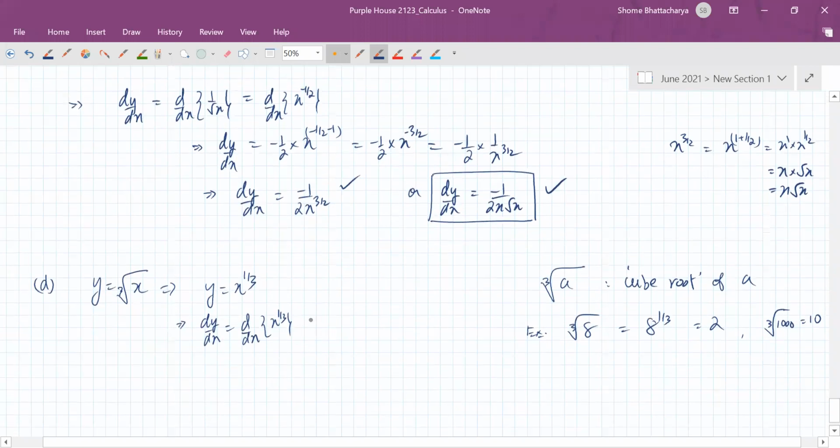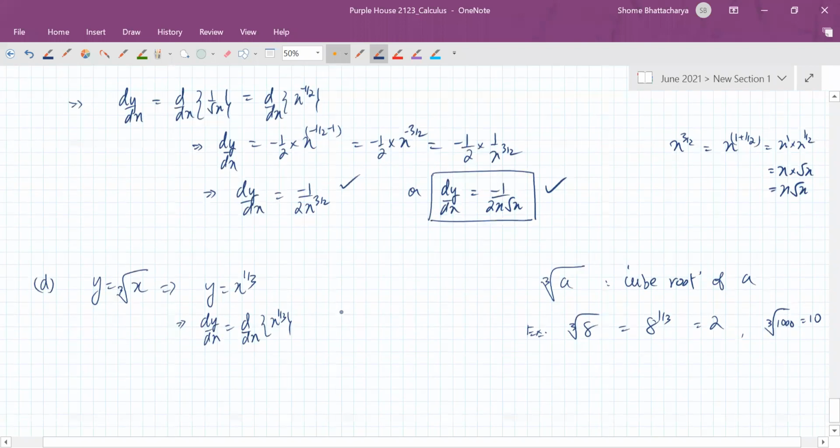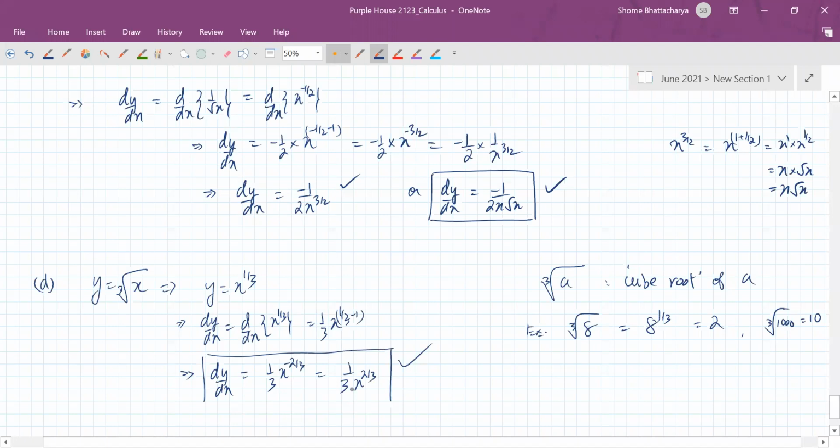So 1/3 x to the power 1/3 minus 1. So this we can further simplify as this. Okay. So this becomes our answer. Or if we want, we can simplify this further and we can write this as cube root of x square.